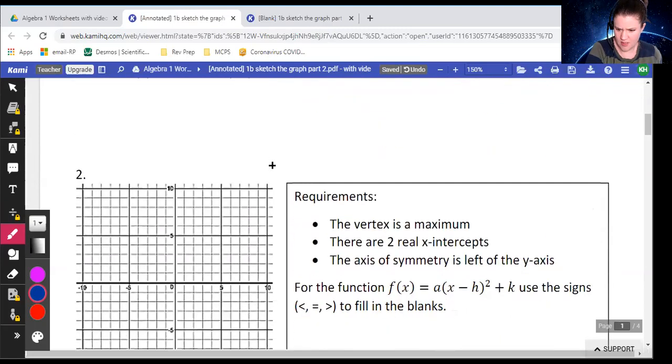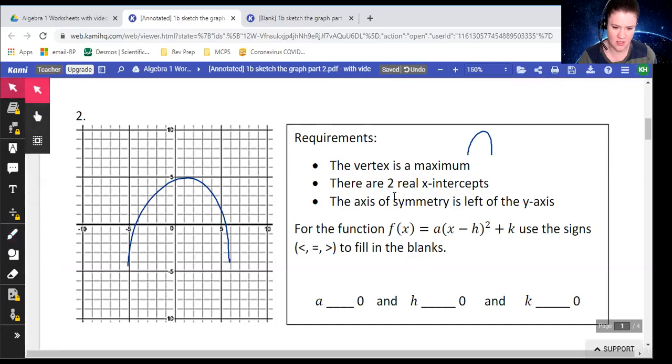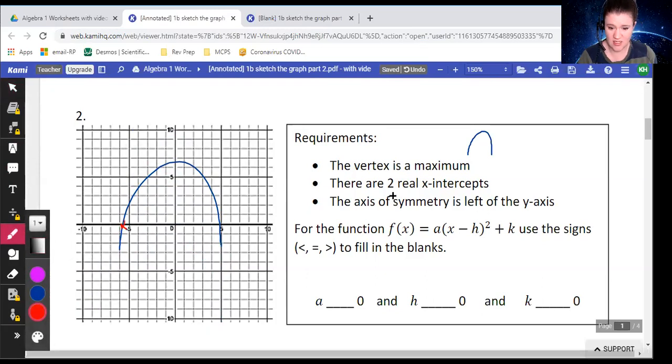All right, let's try a couple of these. The vertex is a maximum. All right, so maximum means I'm going to be facing down. There are 2 real x-intercepts. Okay, so I can just draw it. I know it's ugly, it doesn't matter. All right, so there are 2 real x-intercepts. What does that mean? Well, if this was down here, it never crosses the x-axis. So it is not an x-intercept. If I move it up here, oh, it does cross it, however many times I want to. So it has to be somewhere there where it crosses this axis here and here, or it could be here and here.